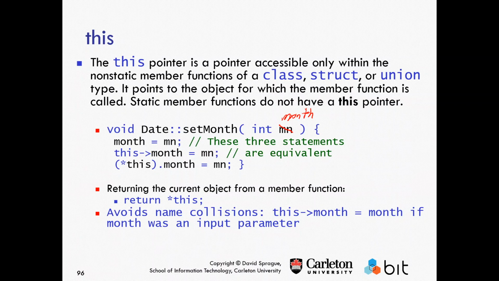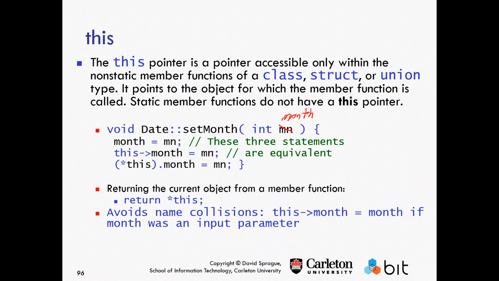What ends up happening is if I make this month here, this month right here, the parameter, always is given priority. When I talk about the month, I mean this variable here, not the member variable. I don't have a collision. So if I want the member variable, I need some way of identifying that it's the member variable I'm talking about, not the input parameter. That's where the this pointer comes in. This month means the member variable. Month means the parameter.